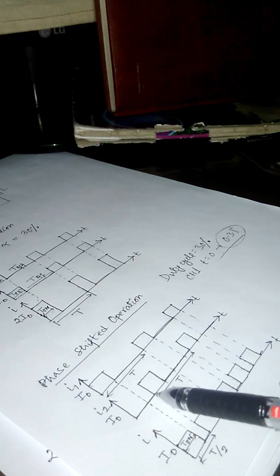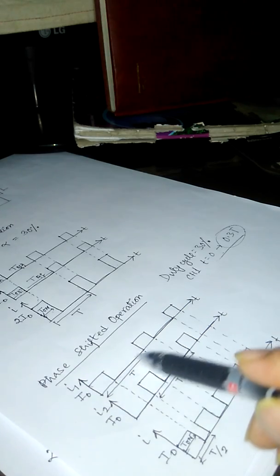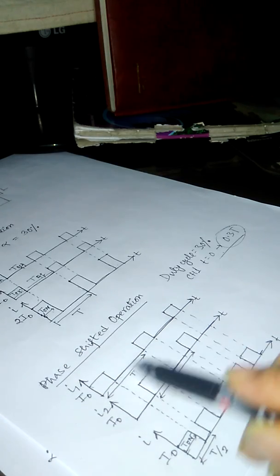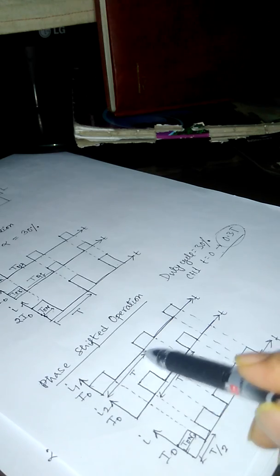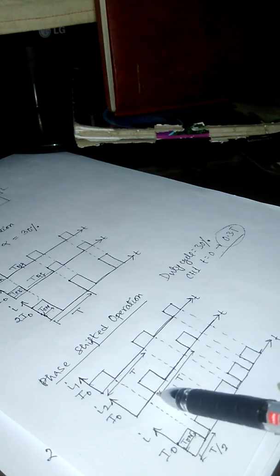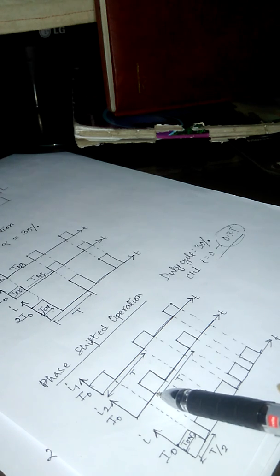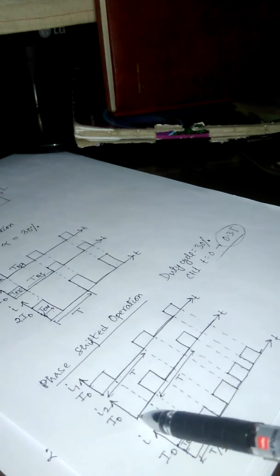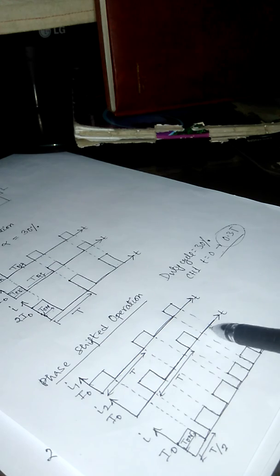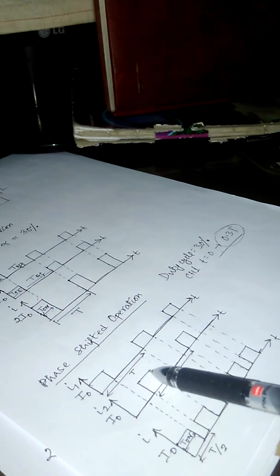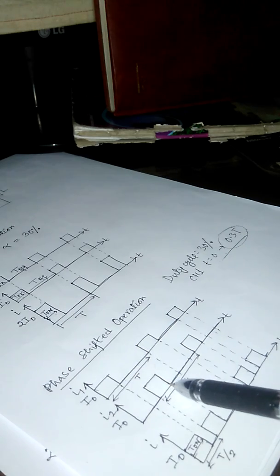Now here this is the non-conducting time period for chopper 1, and in this time period, chopper 2 is going to be in conducting mode. So this is the input current waveform of chopper 2. So now this is chopper 2, and this is the chopper 2 current.